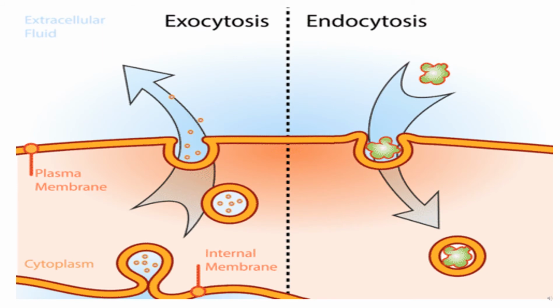Here you can see the difference between exocytosis and endocytosis. You can see a plasma membrane, a cytoplasm, and an internal membrane. You can see the different molecules being removed from the plasma membrane with the help of exocytosis, and with the help of endocytosis, the food is just coming inside the cell.